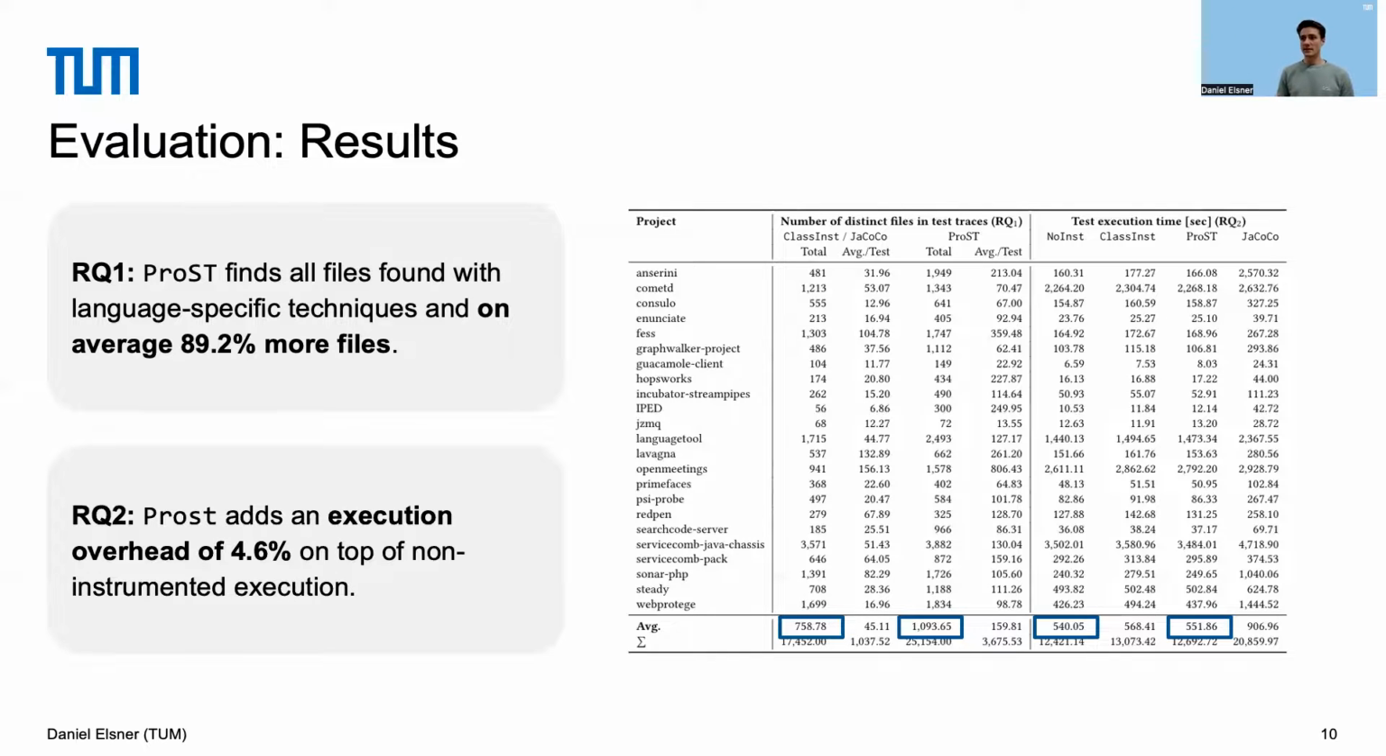And secondly, for the execution overhead, we find that ProST adds an execution overhead of 4.6% on top of non-instrumented execution. So despite this efficiency, ProST collects all files that were found by ClassInst and Jacoco and an additional 89.2% accessed files.